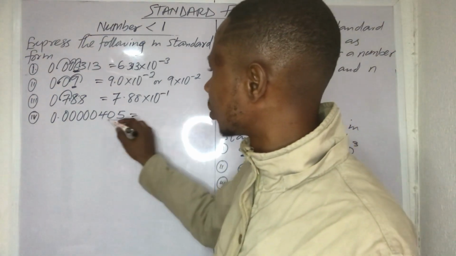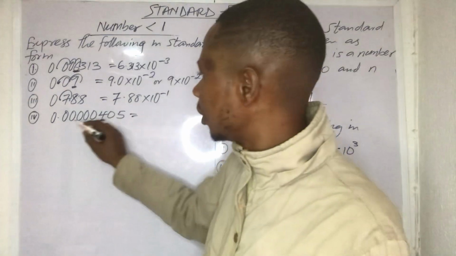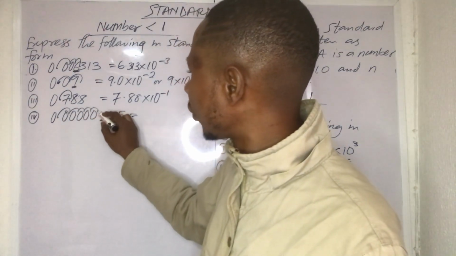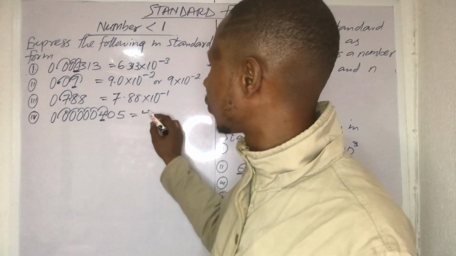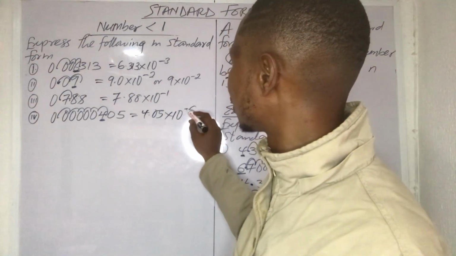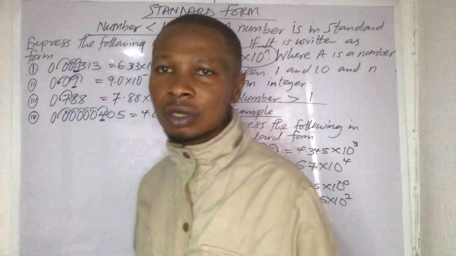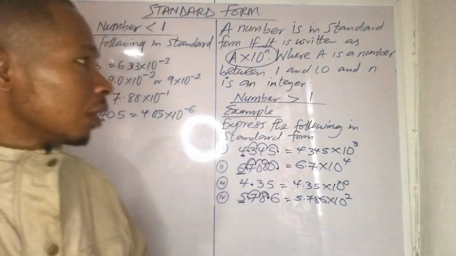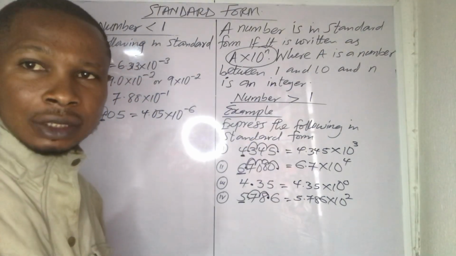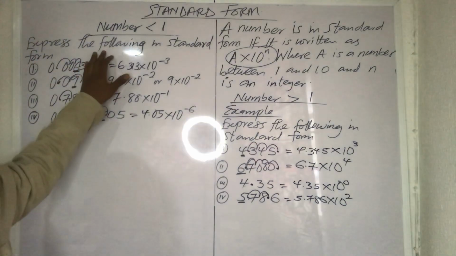Then this one also, the first non-zero digit here is 4. The point moves 1, 2, 3, 4, 5, 6. So you have 4.05 times 10 raised to power minus 6. So these are ways of writing numbers in standard form. If the numbers are greater than 1, they are written like this. And if the numbers are less than 1, they are written like this.